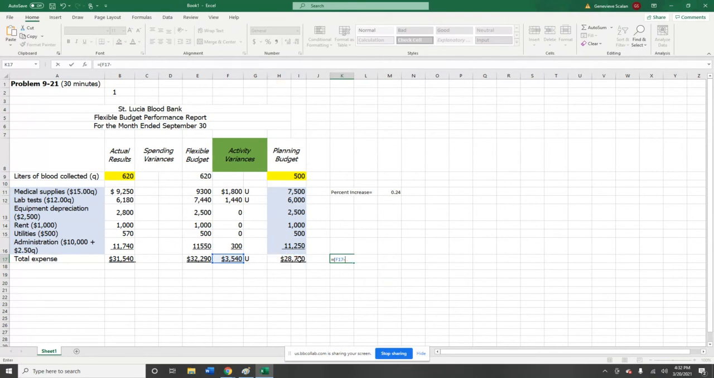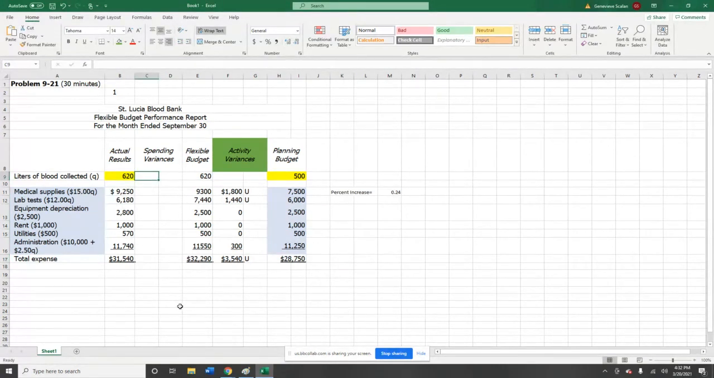I don't know, what am I doing? Oh, I don't have to take, I already got the difference, so it's equal to this divided by this, 12%. So the total expenses really only increased 12%. So, you know, that activity is pretty good. All right, so we would expect that. It's not that big of a deal.